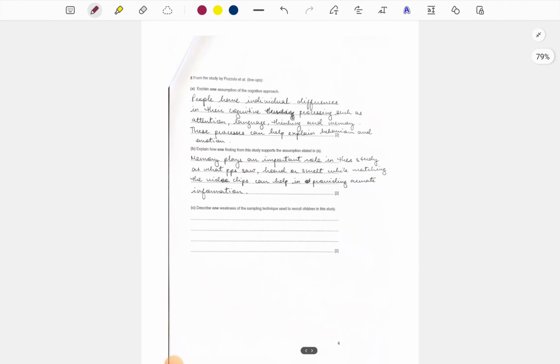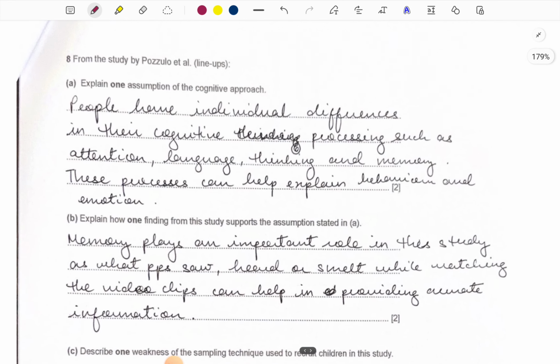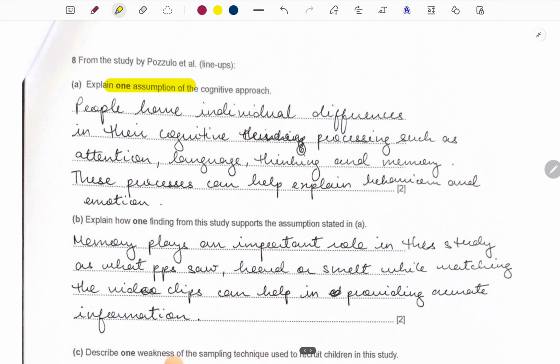Let's come to the next question. Explain one assumption of the cognitive approach. The assumption she's written correctly, that there are individual differences in thinking, behaving and feeling in terms of language, attention, all those cognitive processes. So this is undoubtedly correct. Where students make a mistake is having to connect some portion of the study with the assumption. Here they've asked to connect a finding from the study with the assumption, and here she makes a mistake.